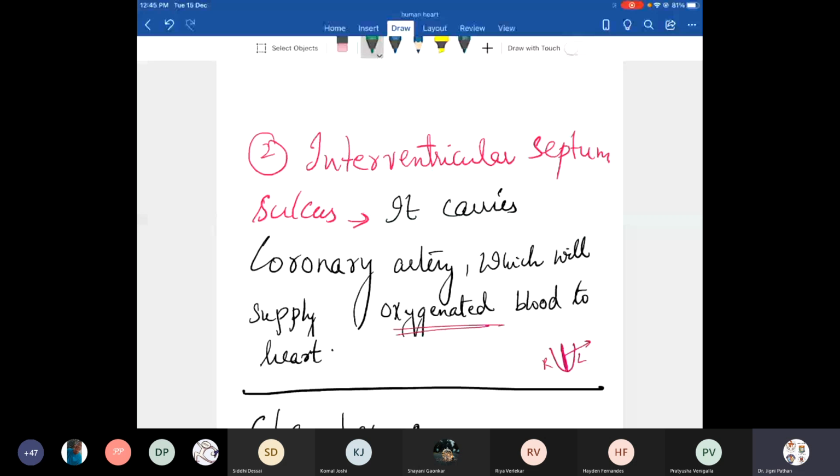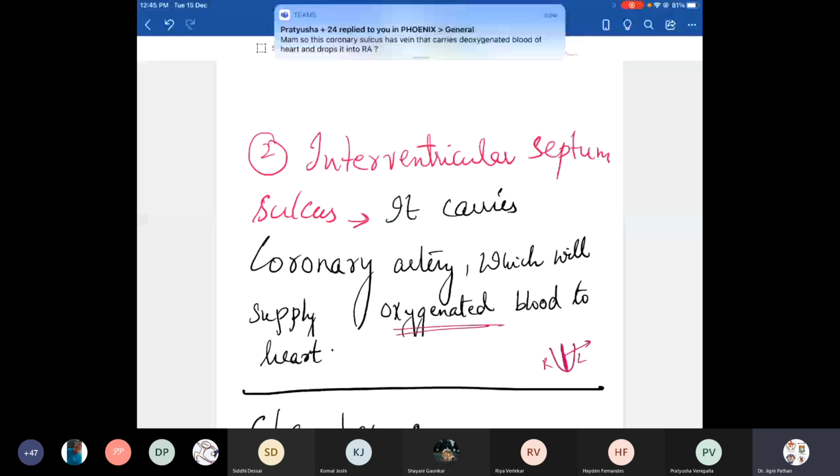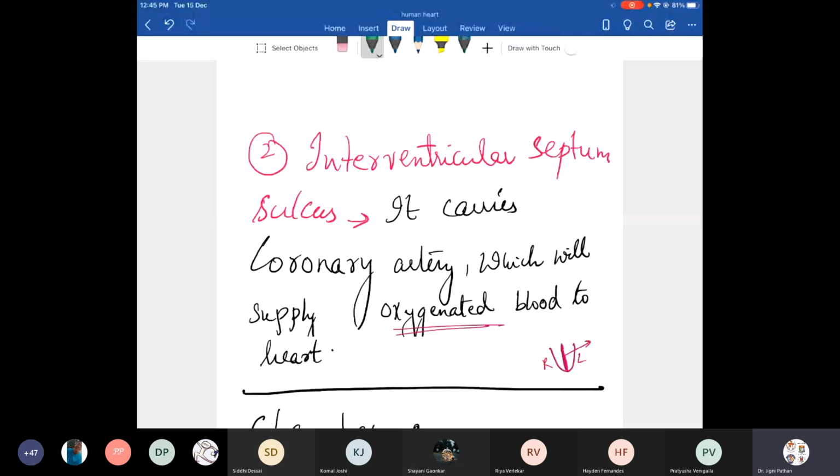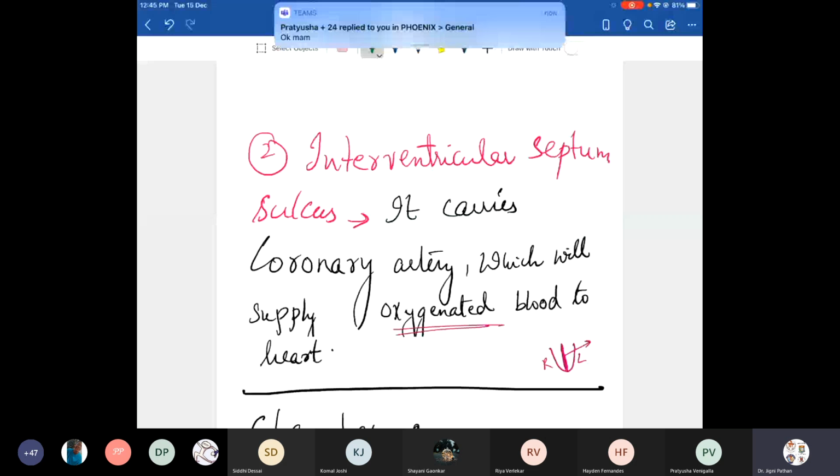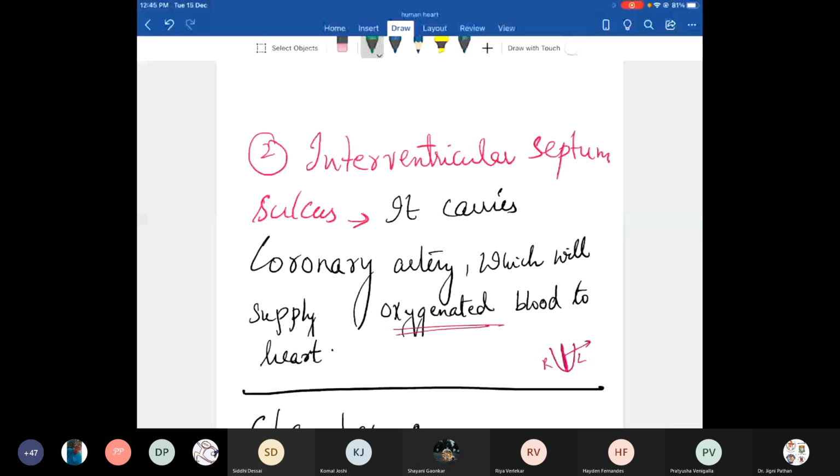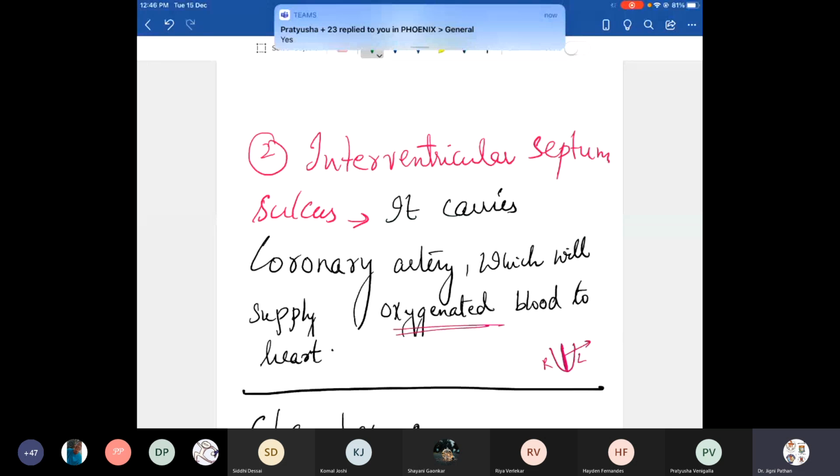Yes, Pratisha. Now you have taken it right. Coronary sulcus has coronary vein which carries deoxy blood from the heart muscles and opens into right auricle. Interventricular septum has a coronary artery that carries oxygenated blood and supplies the heart muscle. Getting the point? Write it down.